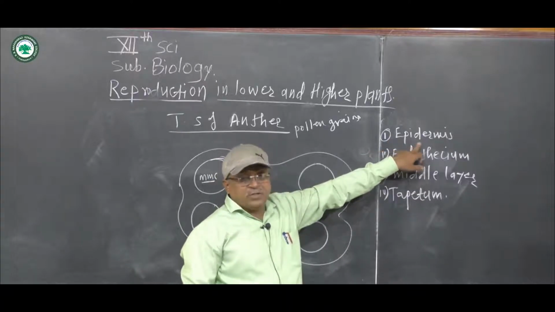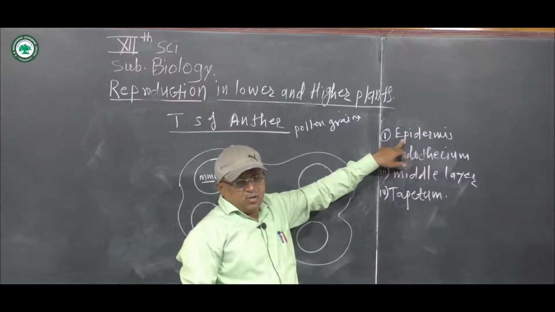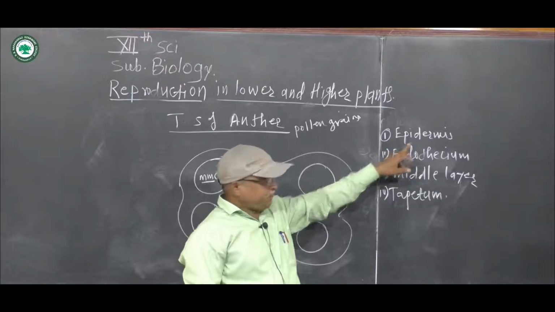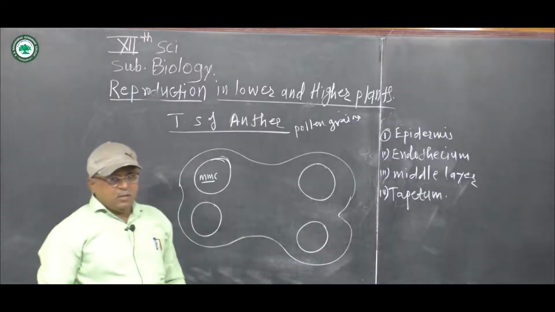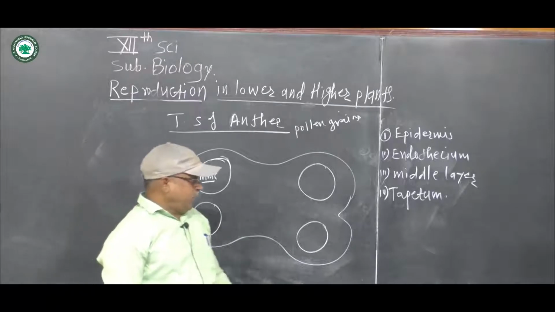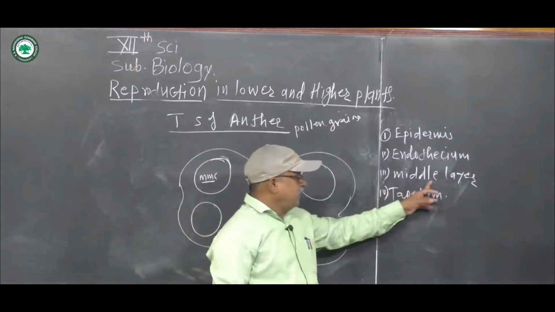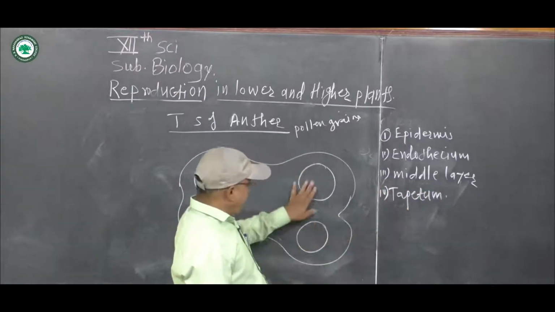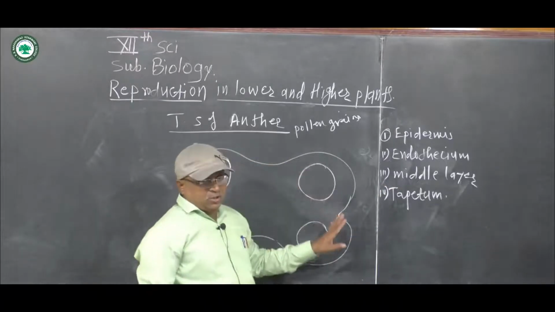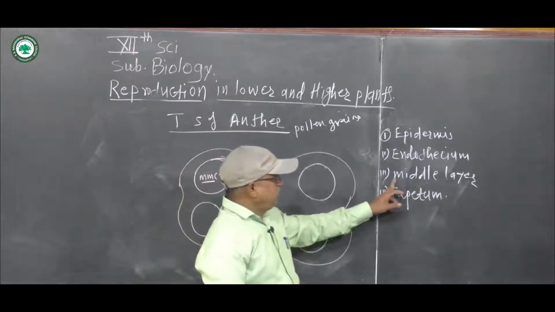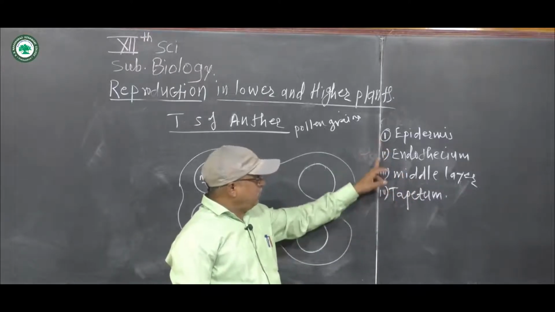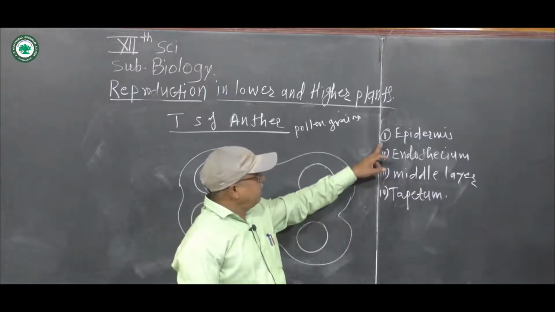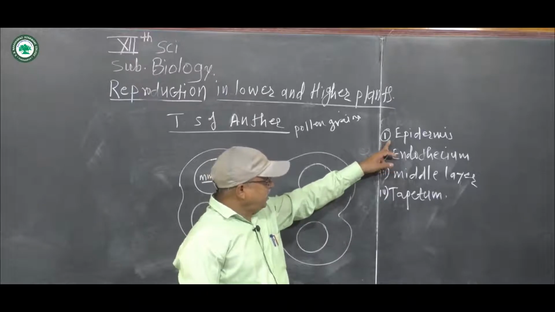Epidermis, that is protection, the outer layer. Middle layer, at the time of maturity it disappears and the pollen sacs are mixed with each other. And this is the function of this middle layer. Hint for these lines: layers, function, role.